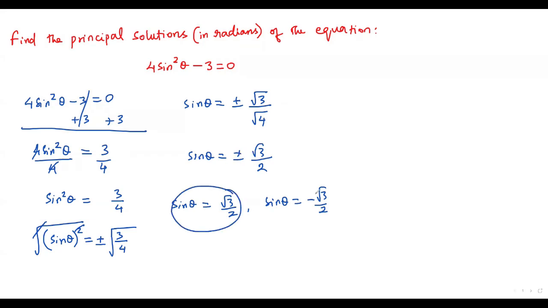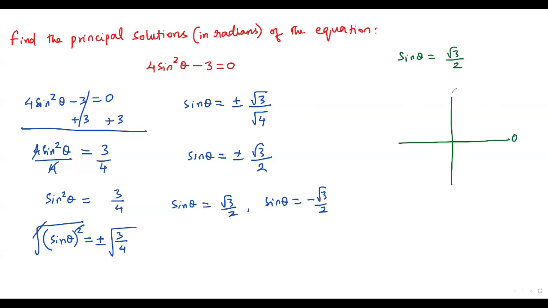Okay, now we have two equations. One is sin theta equals square root of 3 over 2 and the other one is sin theta equals negative square root of 3 over 2. Let's solve these two equations one by one. First, let me solve the first equation, that is sin theta equals square root of 3 over 2. So here the value of sin theta is square root of 3 over 2. To solve for theta in this equation, let me consider the four quadrants over here. Here we have 0 radians, here pi over 2 radians, here pi radians, here 3 pi over 2 radians, and here 2 pi. Actually 2 pi is at the same position as 0. Since 2 pi is at the same position as 0, usually we ignore 2 pi.